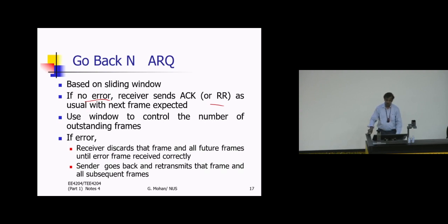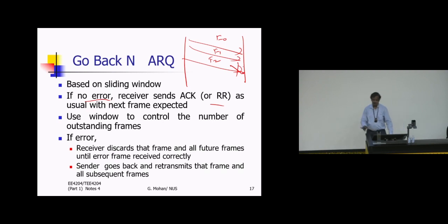If there is an error, what happens? Let's say frame 0 is sent, frame 1 is sent, let's say frame 2 is sent. Let's say frame 2 is damaged by an error. That means the CRC test failed for frame number 2.